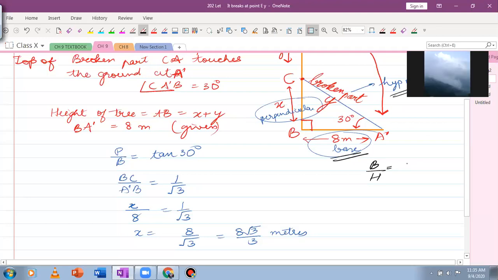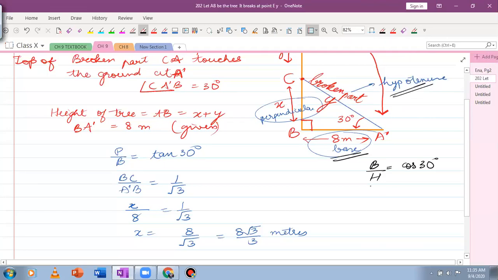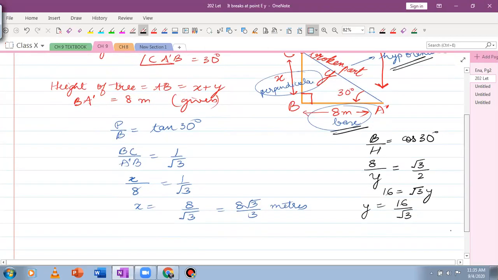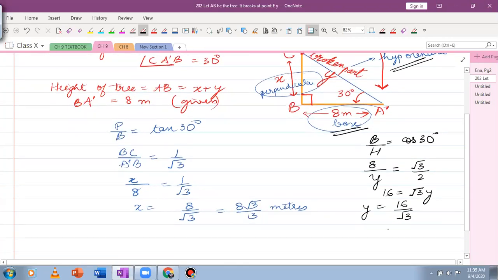Which T ratio is this? Cos 30. And what's the value of cos 30? Root 3 by 2. So we'll cross multiply and find out Y. And 16 root 3 upon 3. And now you can find out the height of the tree.